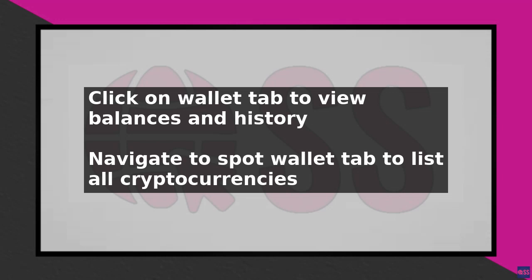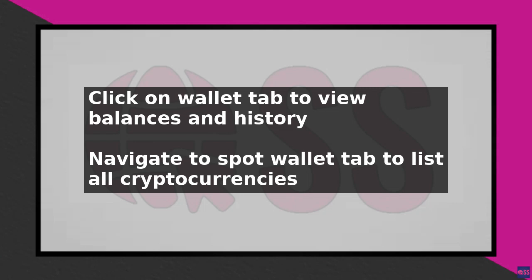This will take you to a page that lists all the cryptocurrencies you have in your Binance account. To find the wallet address for a specific cryptocurrency, click on the Deposit button next to it. This will take you to a page that displays the wallet address for that cryptocurrency.